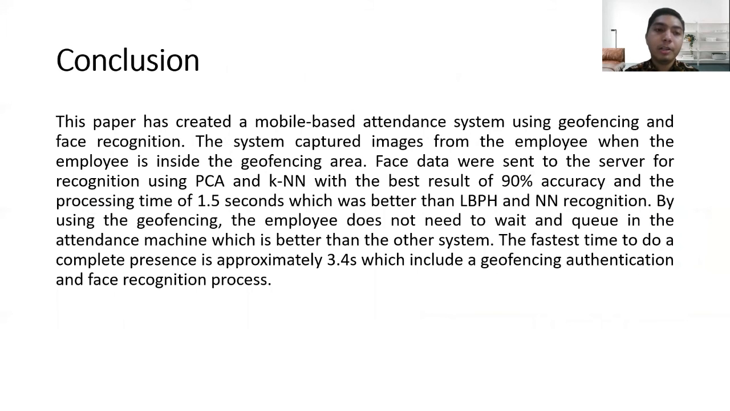So the conclusion is that this paper has created a mobile-based attendance system using geofencing and face recognition. The system captures an image from the employee when the employee is inside the geofencing area. Face data is sent to the server for recognition using PCA and KNN, with the best result of 90% accuracy and a processing time of 1.5 seconds, which was better than LPPH and neural network recognition. By using geofencing, the employee does not need to wait and queue at the attendance machine, which is better than other systems. The fastest time to complete attendance is approximately 3.4 seconds, which includes geofencing authentication and the face recognition process.